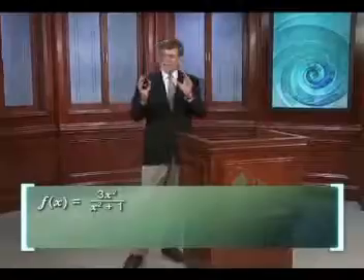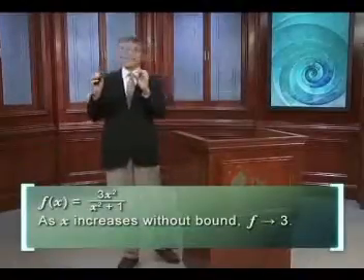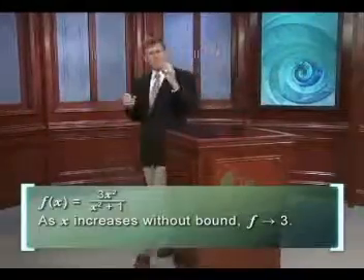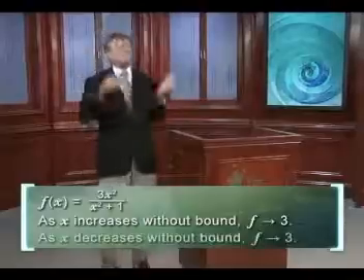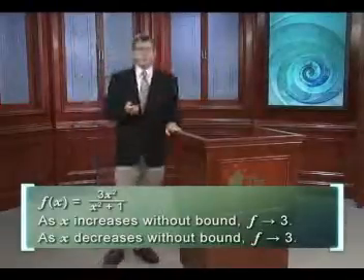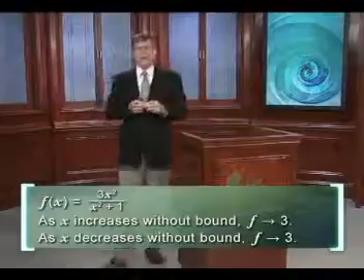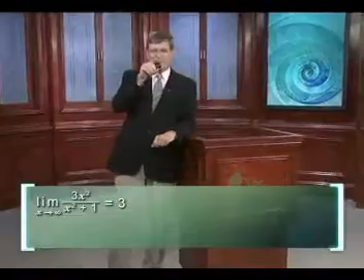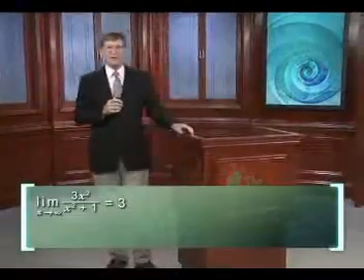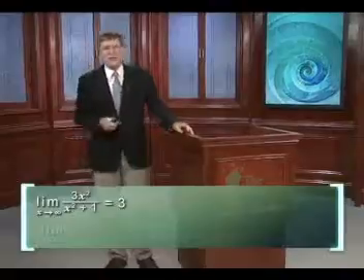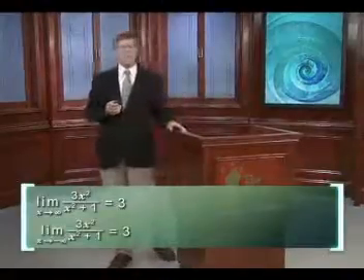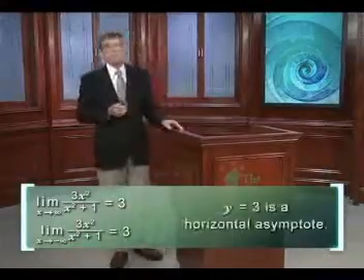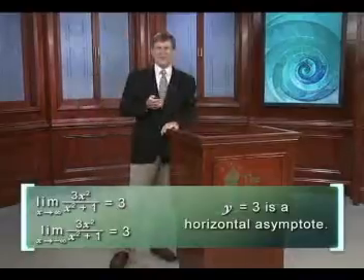We like to say it in the following way. As x increases without bound, that means you go out on the x-axis to really big values of x, then the function approaches 3. And as x decreases without bound, f approaches 3. Here's how we write that mathematically. We say that the limit as x approaches infinity, so you put the x approaching infinity underneath the limit symbol, of the function equals 3, and the same is true as x approaches minus infinity. We say here that y equals 3 is a horizontal asymptote of the graph.